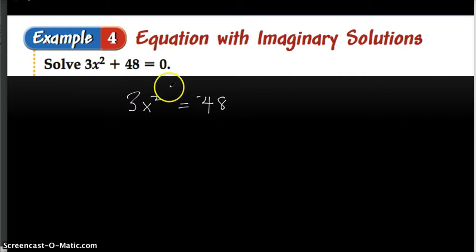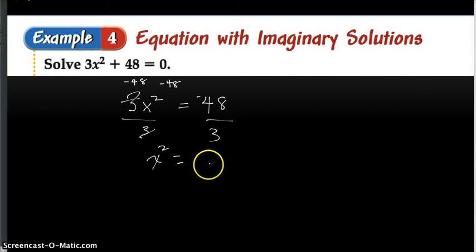I'm going to just isolate it by throwing the 48 over to the other side, or by adding a negative 48 to both sides of the equation, and then I get this. And now I'm going to isolate that x squared by dividing both sides by 3. When I do that, I get that x squared is equal to a negative 16. Usually we stop and say, can't take the square root of a negative, so we're done, but now we are in the imaginary realm. So I can take the square root of both sides.